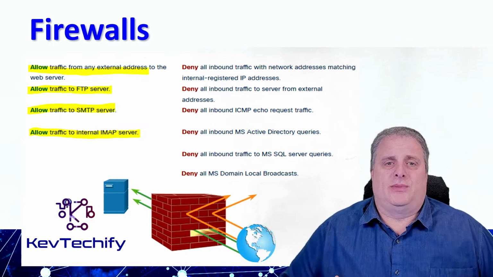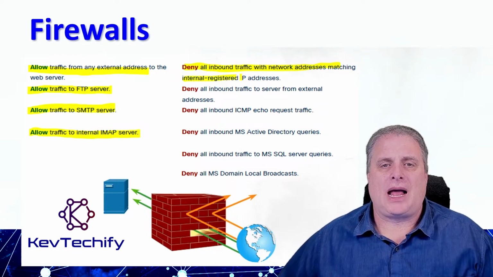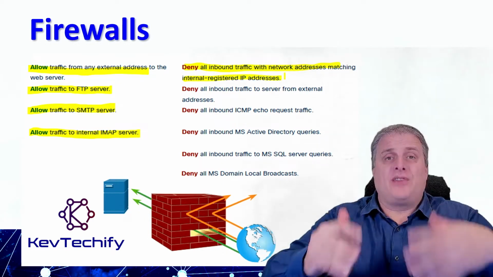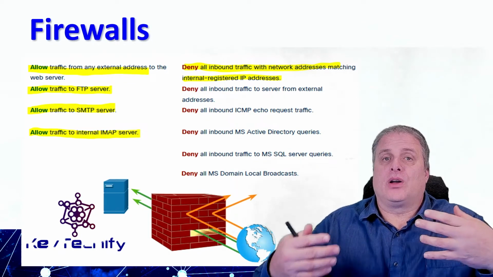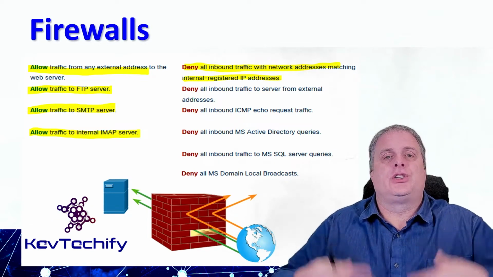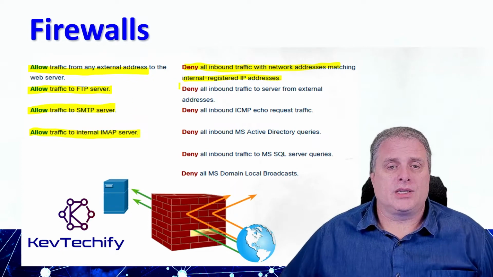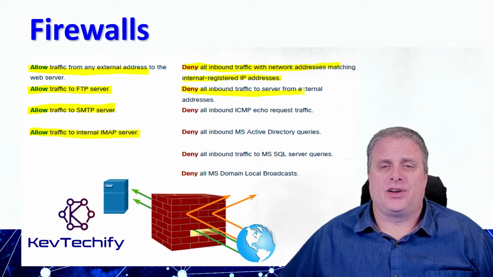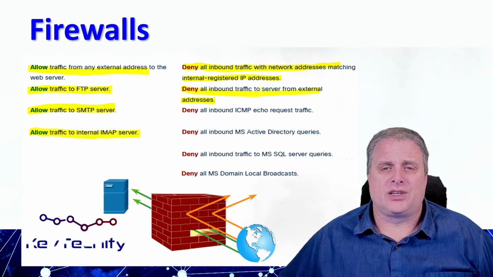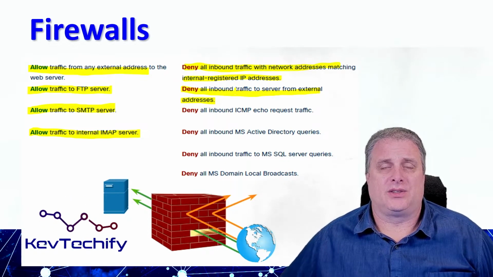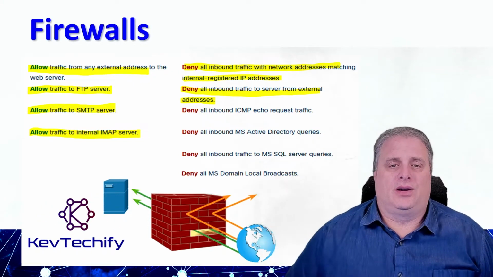Then we have deny statements. Here we're going to deny all inbound traffic with internal IP addresses. So any traffic on the outside that has our internal addresses, we're going to deny that because all traffic with internal addresses should start on the inside and not have to go all the way through our firewall. The next one here: deny all outbound traffic to server from external addresses. So deny all inbound traffic to one of our servers from external addresses. We don't want our servers to be directly accessible on the internet.